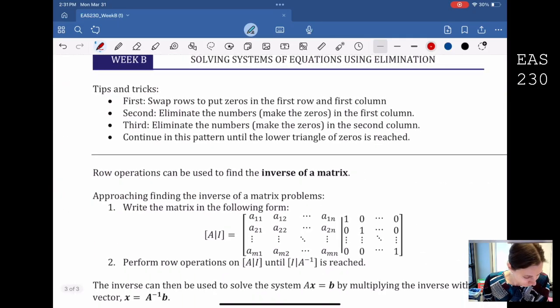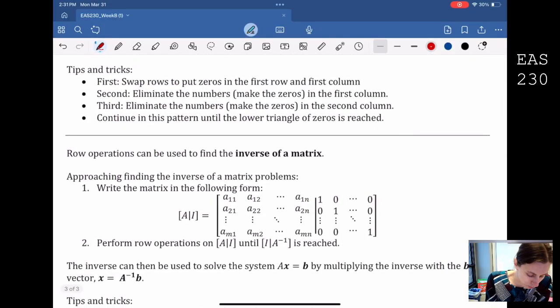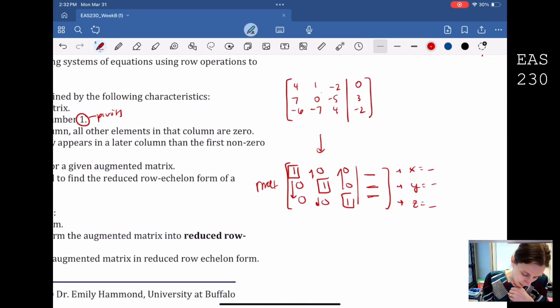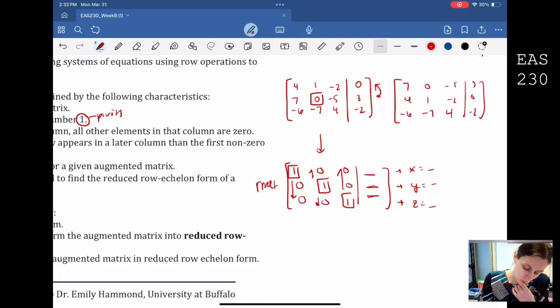Tips and tricks for that one, same thing, except I have this additional thing: sometimes it helps to swap rows in order to put zeros in the first row or first column. So for this example here, I have a 0 here. Maybe I want to swap these 2 rows first, so that I have a 0 in row 1 or column 1. You don't necessarily want to make zeros be over here or down here. You want to push them into row 1 and column 1, and you'll thank me for that later.